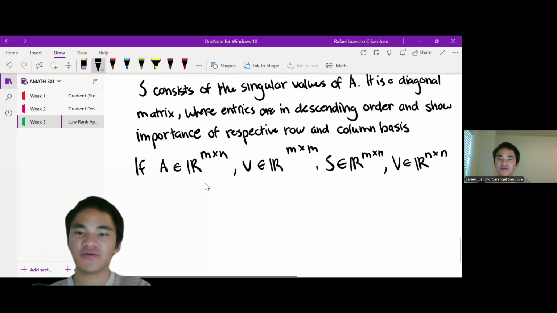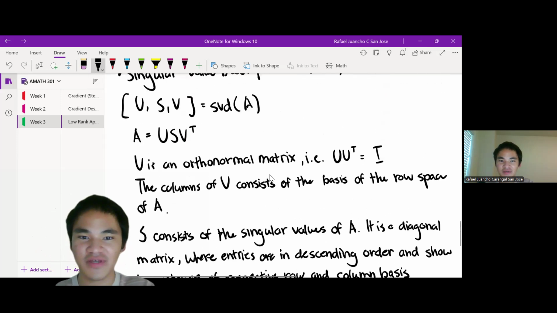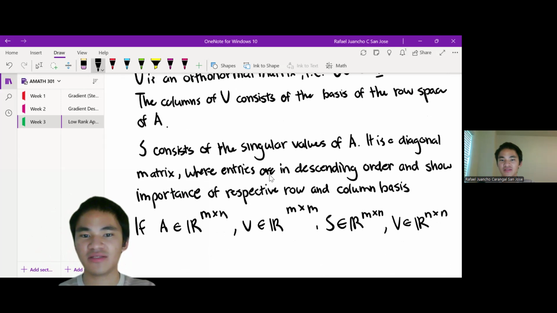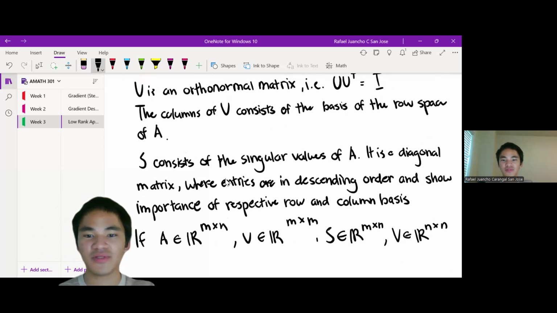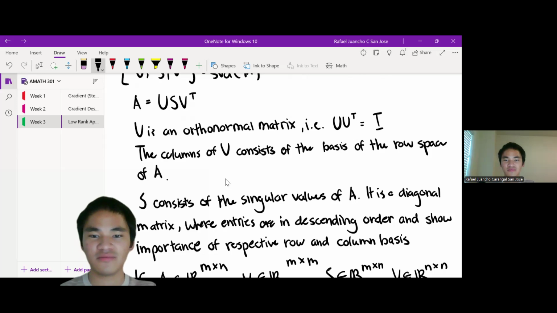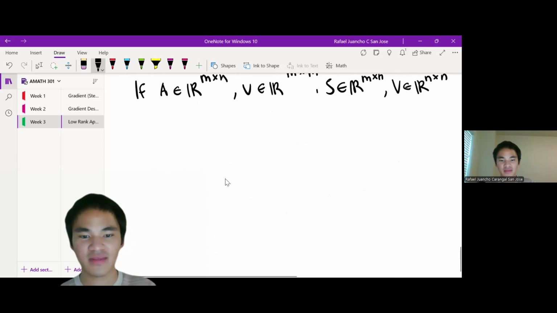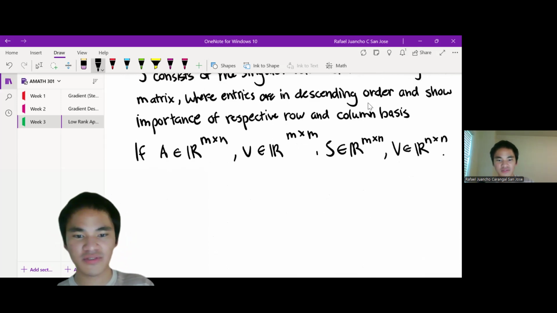So here, this is where we decompose our matrix. We decompose it into three matrices, actually. V being the orthonormal matrix, S being the matrix that's diagonal, and it consists of singular values of A, entries in descending order, and show importance of respective row and column basis. And lastly, V, or specifically its columns, consists of the basis of the row space of A. So that's the general idea of this singular value decomposition.